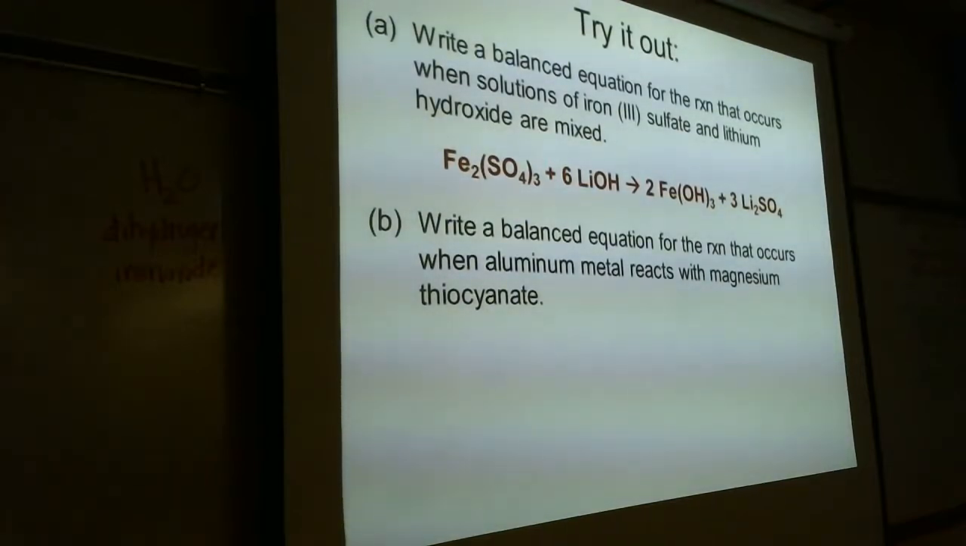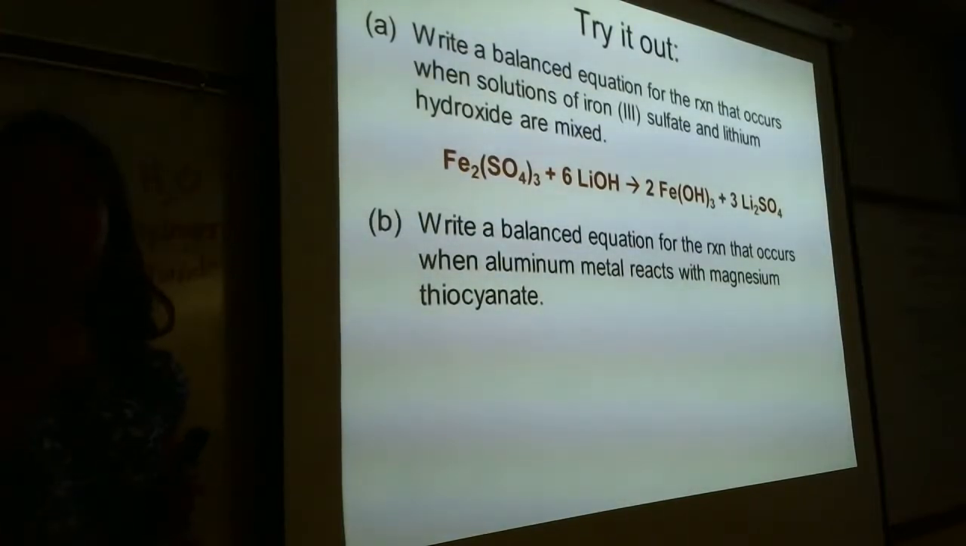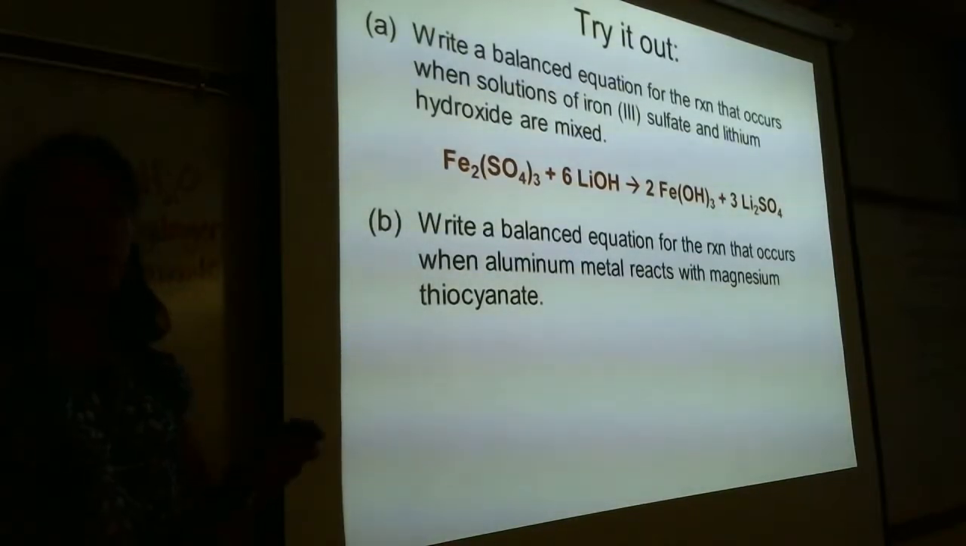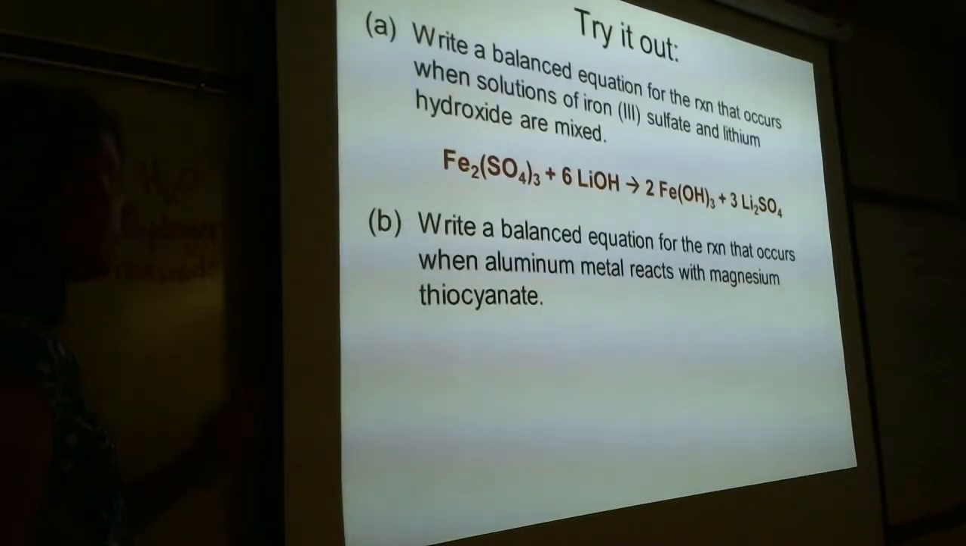That's single displacement, good. Aluminum metal, is the formula for aluminum metal Al or Al3+? It's Al, okay? If you wrote Al3+, write -1 next to your answer, okay? Because Al3+ is an ion. Aluminum metal, that's what's on the periodic table, okay? So this is single displacement.